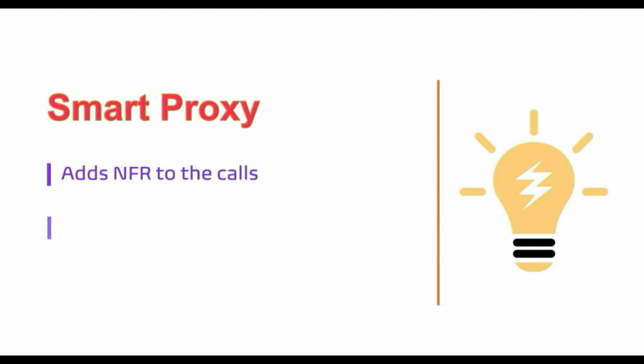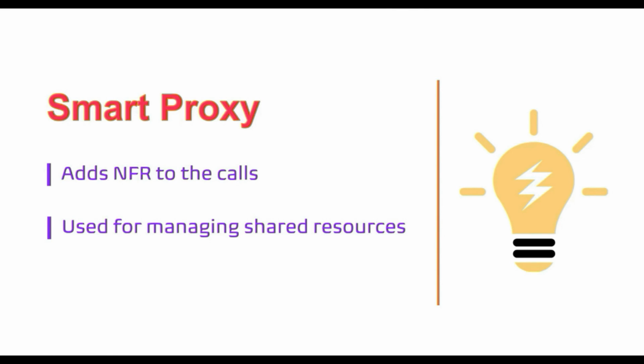Smart proxies add extra functionality to the calls to the real object's members. This functionality is often invisible to the client object. For instance, counting the number of references to the real object so that it can be freed automatically when there are no more references. Another example would be managing shared resources.